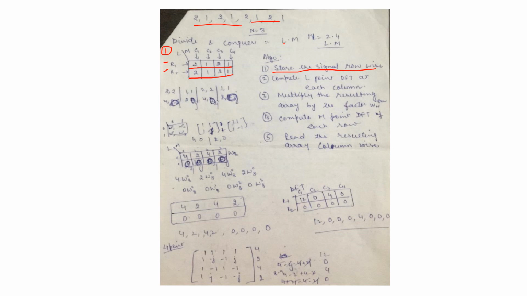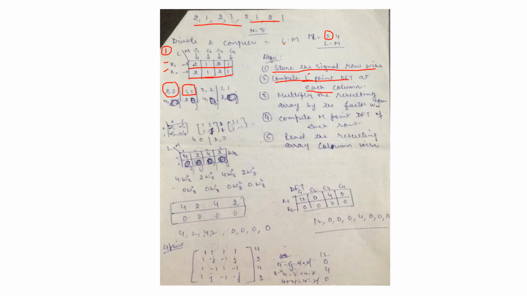The second step is to compute the L-point DFT at each column. Now L is 2, meaning a 2-point DFT of each column. There are 4 columns, so we have to perform the DFT 4 times, each a 2-point DFT. Column wise, the first column is 2 2, so I will perform the 2-point DFT of 2 2. Then the second column is 1 1, I will perform the 2-point DFT of 1 1.